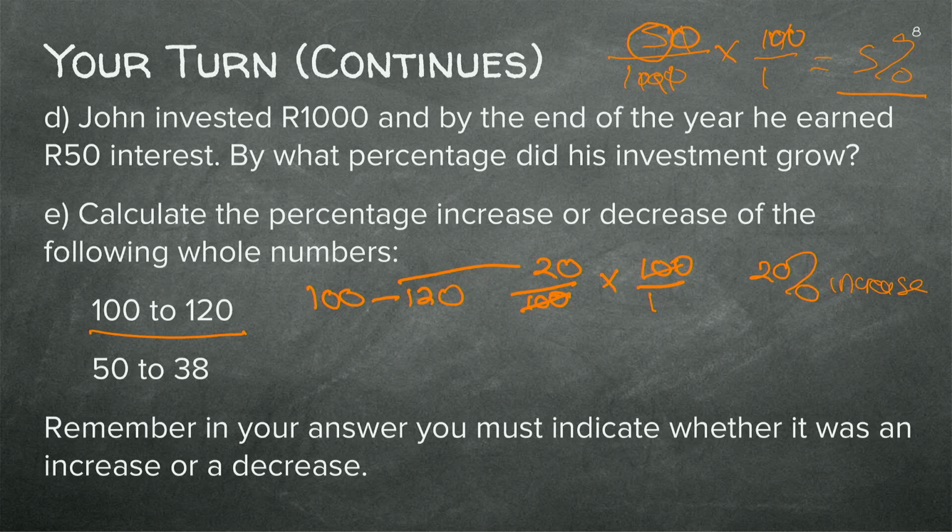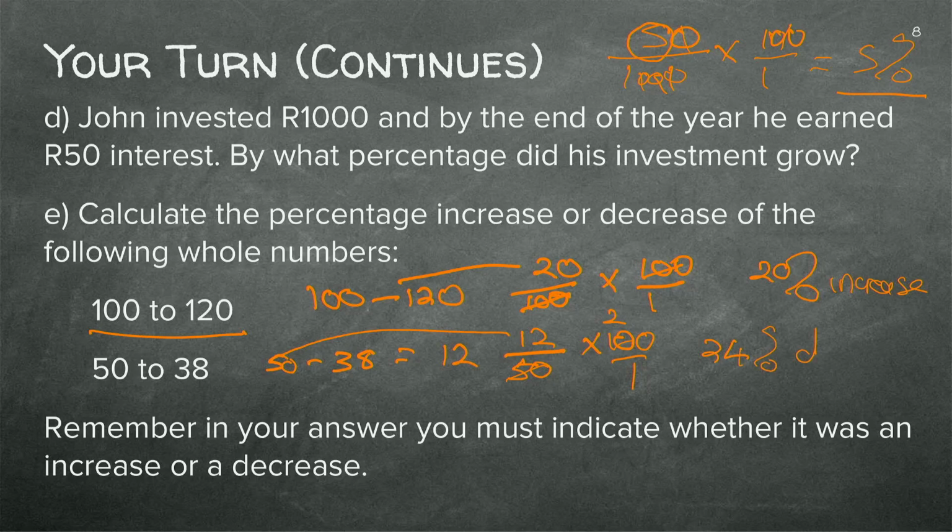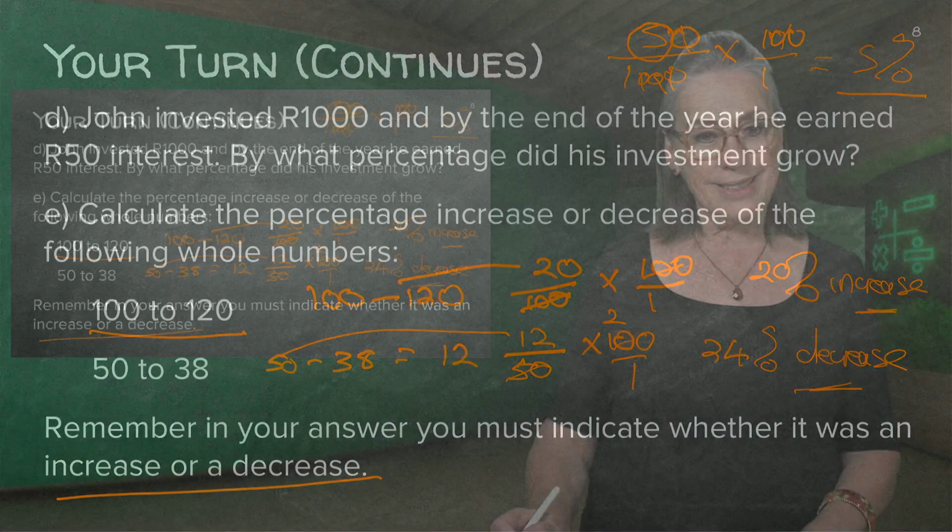Now it went from 50 to 38, so it's 50 minus 38, and that equals 12. So it's 12 over 50 times 100 over 1. 50 goes there twice. 2 times 12 is 24% decrease. This is very important. Remember, I even wrote it at the bottom. Your answer must indicate whether it's an increase or a decrease.